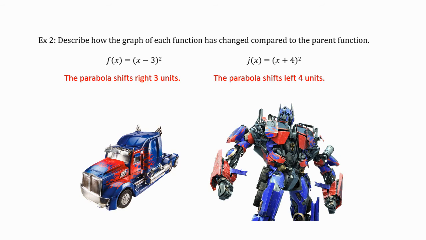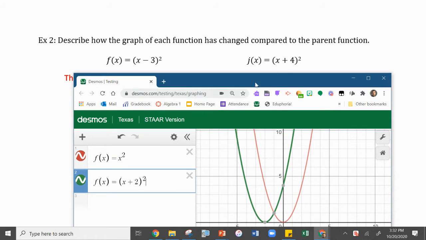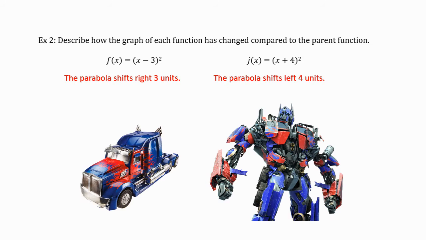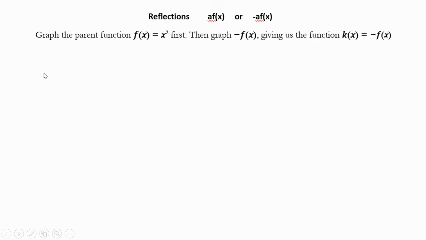Now, you can always take these in there and check them. So let me try this x plus 4 first. And you can see it shifted to the left. And now let me go in there and try the minus 3. And you can see that it shifted to the right. Okay? So there's your next 2 rules.